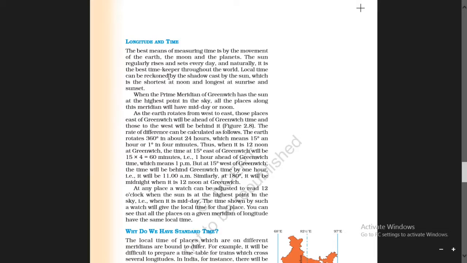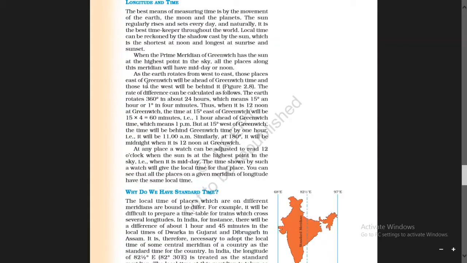Reckoned means established by calculation or counting, by the shadow cast by the sun, which is the shortest at noon and longest at sunrise and sunset. So local time can be established by the shadow cast by the sun, which is the shortest at noon time and longest at sunrise and sunset.